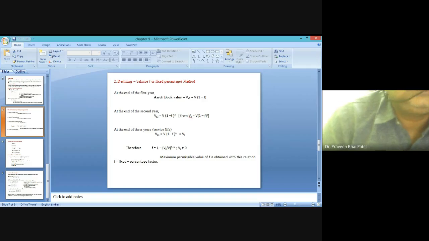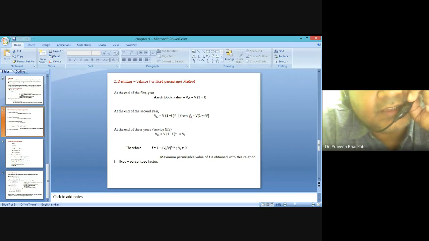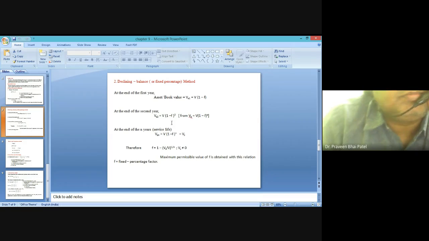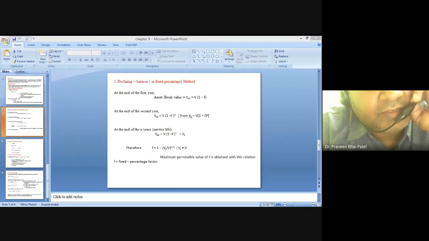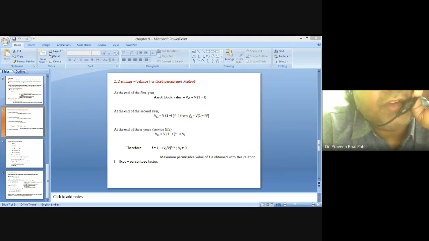Now coming to the declining balance or fixed percentage method. What does this method specify? The declining balance method is an accelerated depreciation system of recording larger depreciation expenses during the earlier years of an asset's useful life while recording smaller depreciation during the later years.